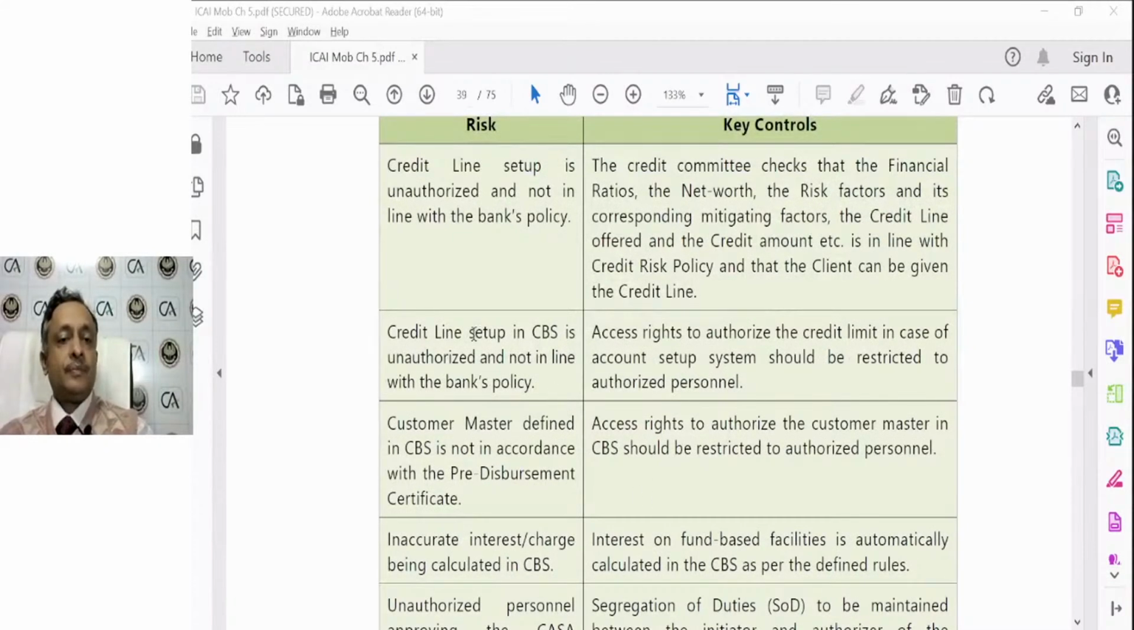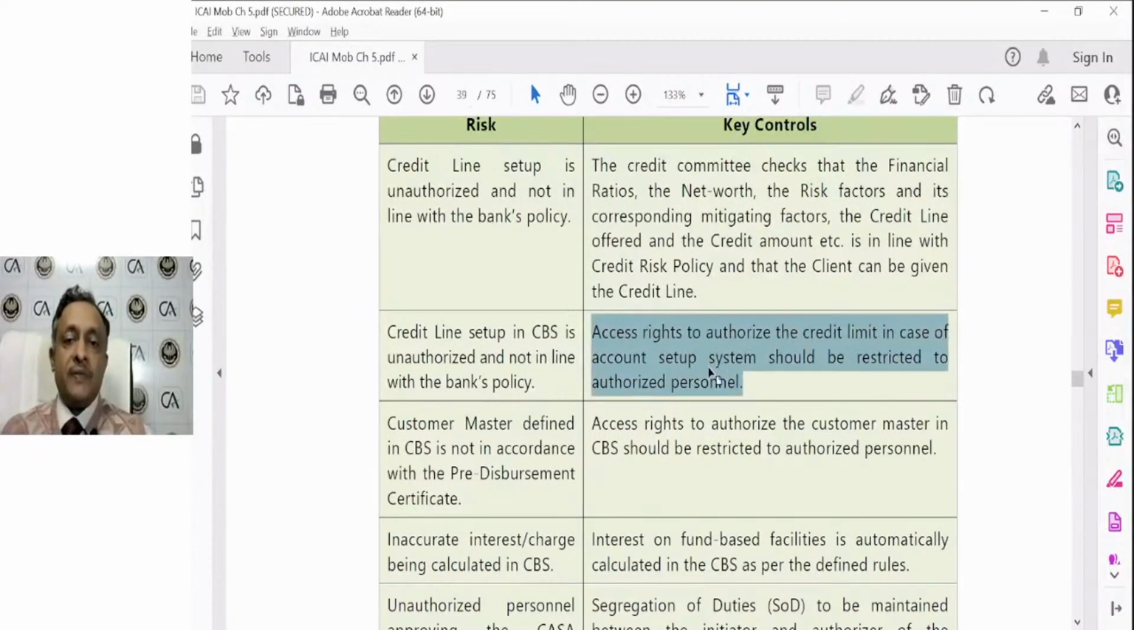Then the credit line set up in the core banking system. So this first was in relation to the customer. Now the core banking system itself is not in line with the bank's policy. Excess rights to authorize credit limit in case of account setup should be restricted. Now I have a point to make to you. Please understand this is important. Here you are reading the risk for the core banking system. Here it is saying excess rights need to be properly defined.